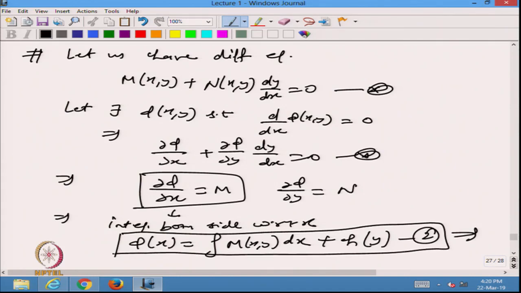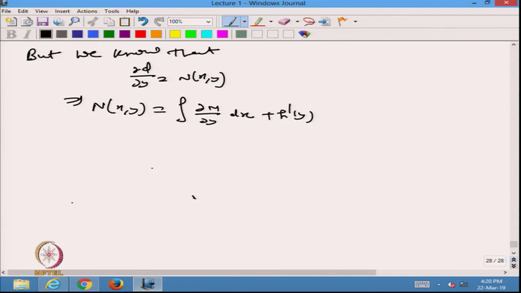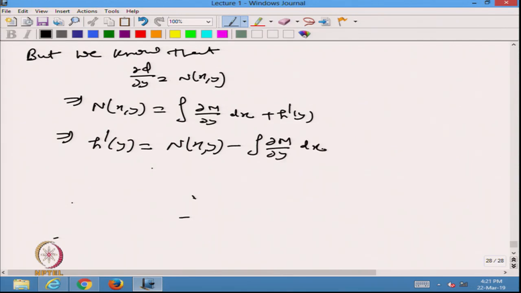So what I do is I differentiate this one with respect to y. If I take the differentiation with respect to y, I get del phi by del y equal to the derivative of the integral term plus h dash y, and that is equal to N(x, y). So from here I can write h dash y is equal to N(x, y) minus the integral of del M by del y dx.